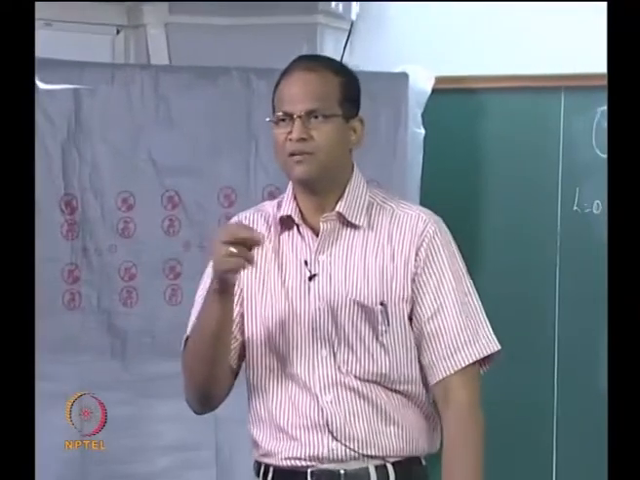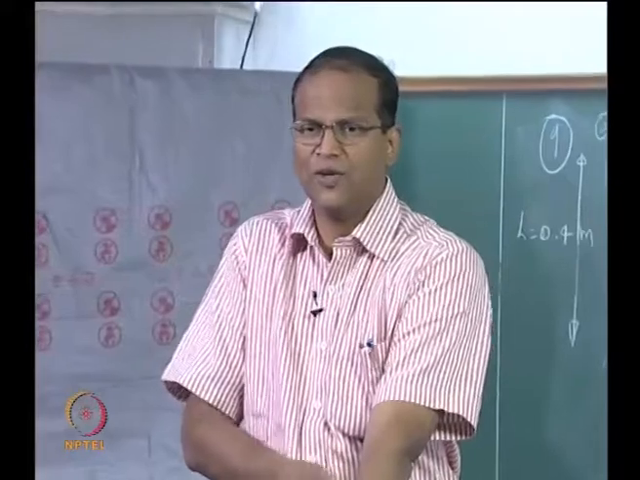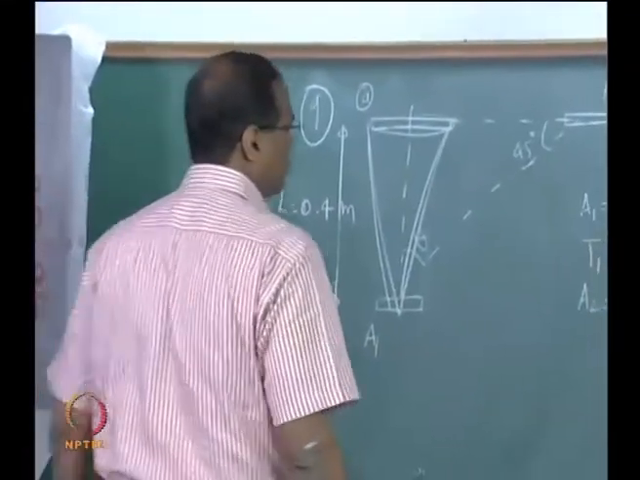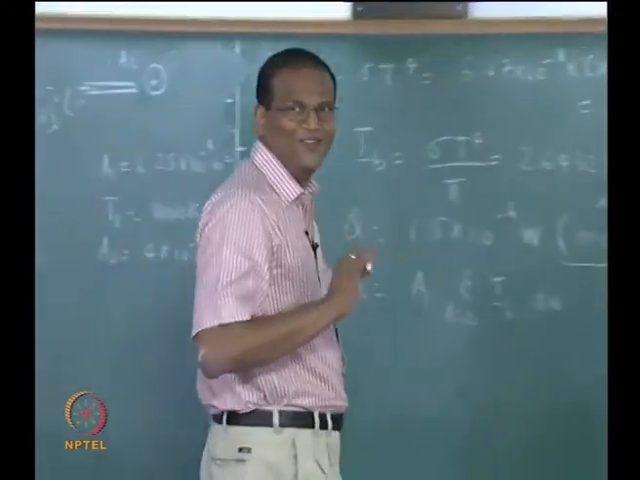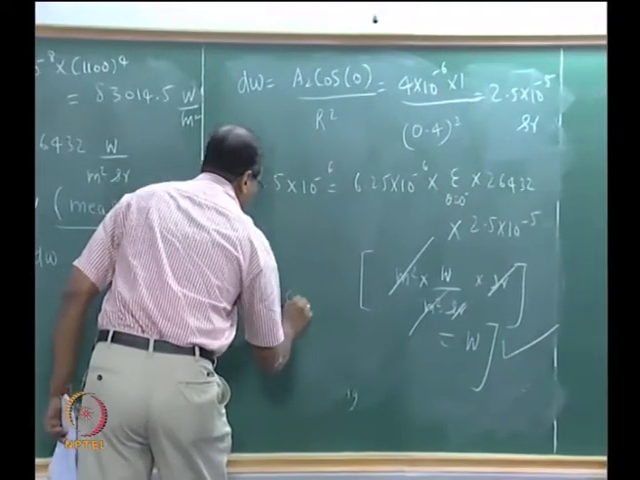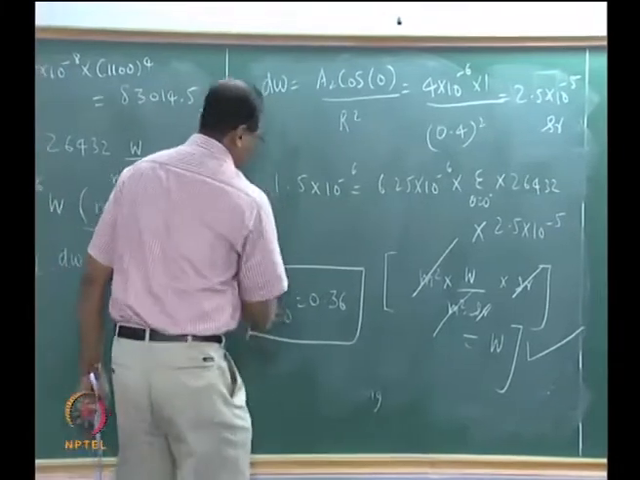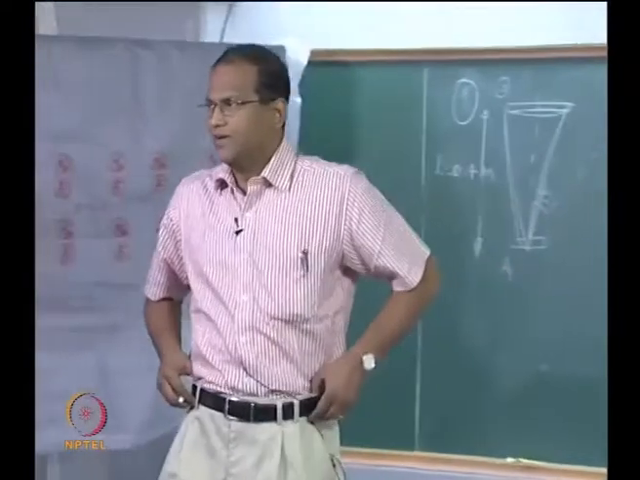Okay, I am just checking whether I am making some mistake. It is a good practice to check from the dimensions and the units. Okay, now I hope I did not give a problem where epsilon is greater than 1. So the normal emissivity is 0.36. We got a decent answer, so it's fine.